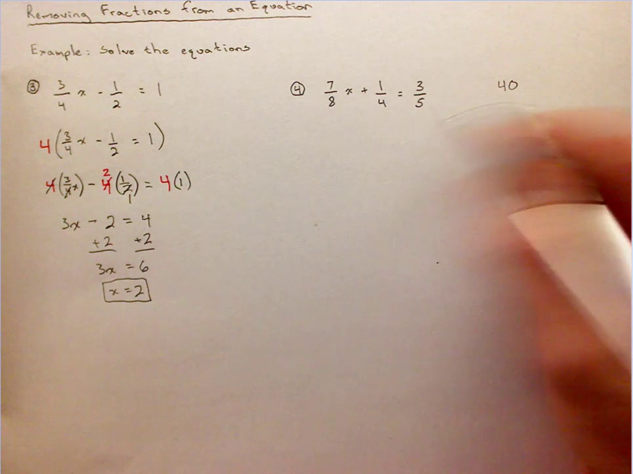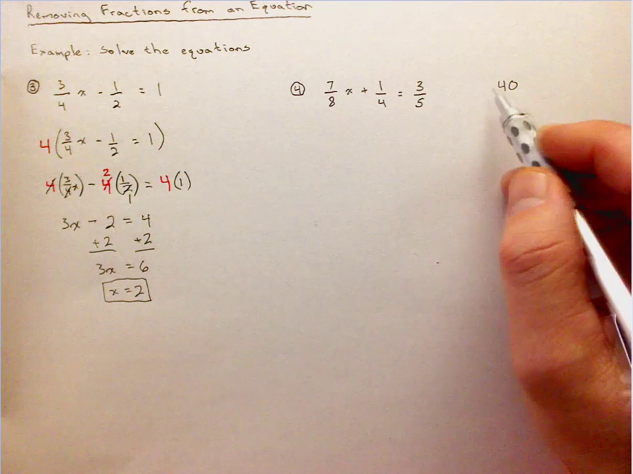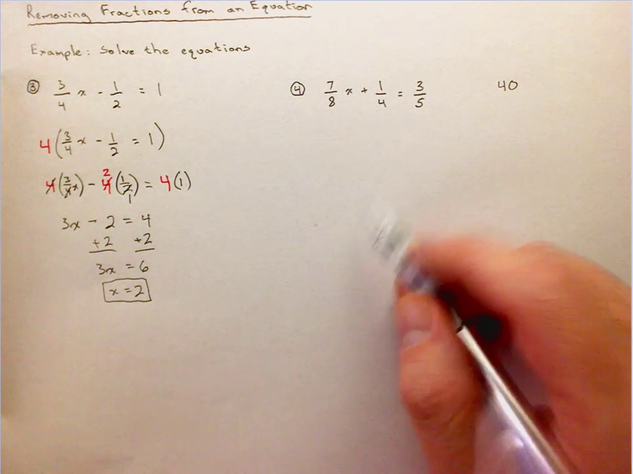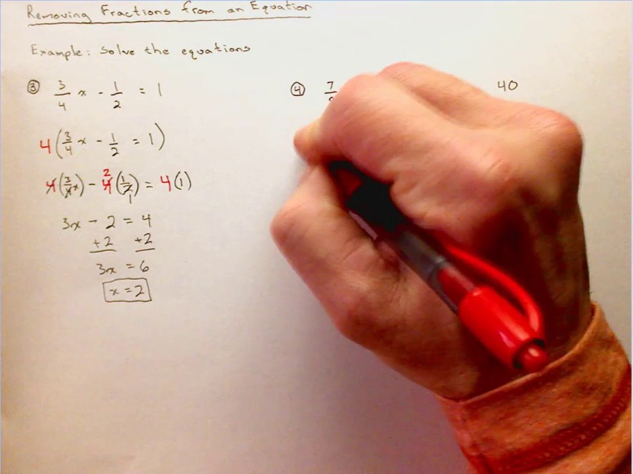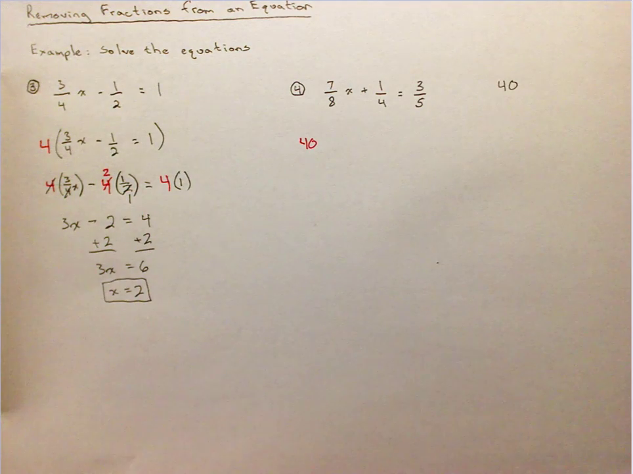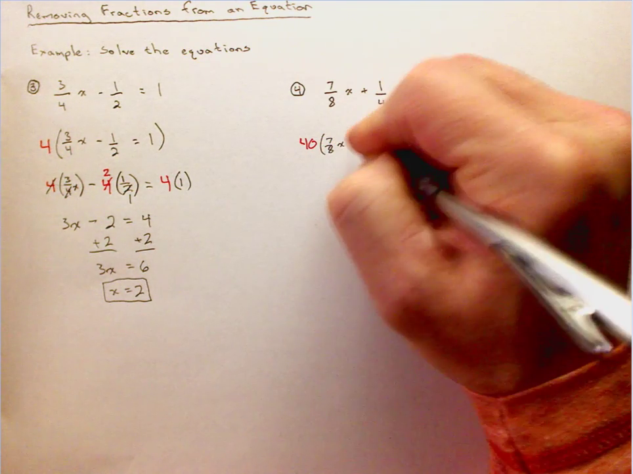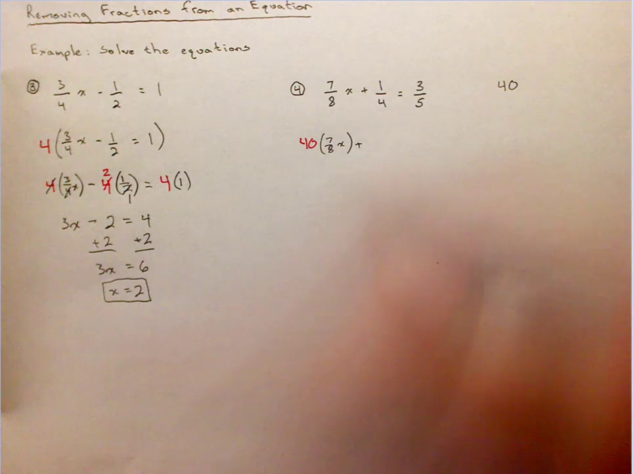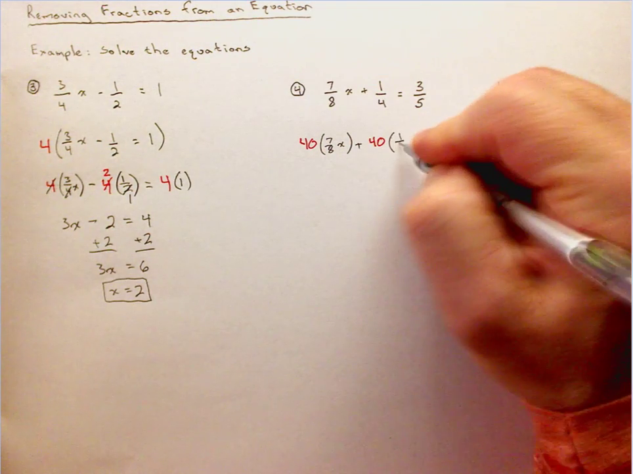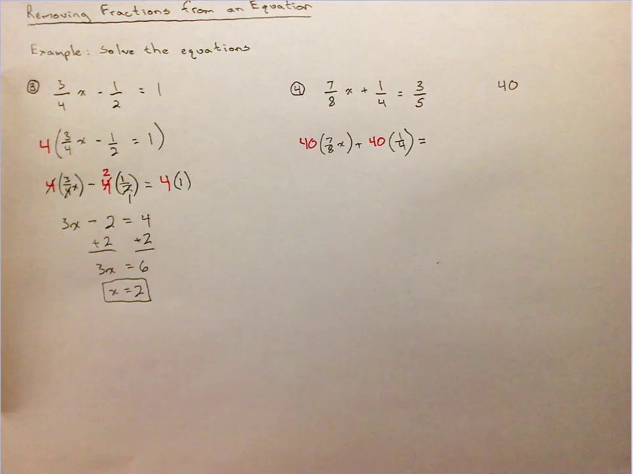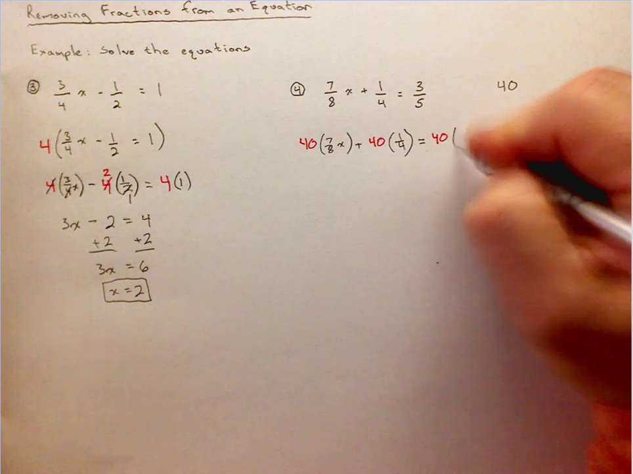Whenever you're done, or after you watch the video, you can multiply through by 160, and you'll see that you'll still get the same answer of x if you work it correctly. So what I'm going to multiply through by is 40. So I'm going to say 40 times 7/8 x plus 40 times 1/4 equals 40 times 3/5.